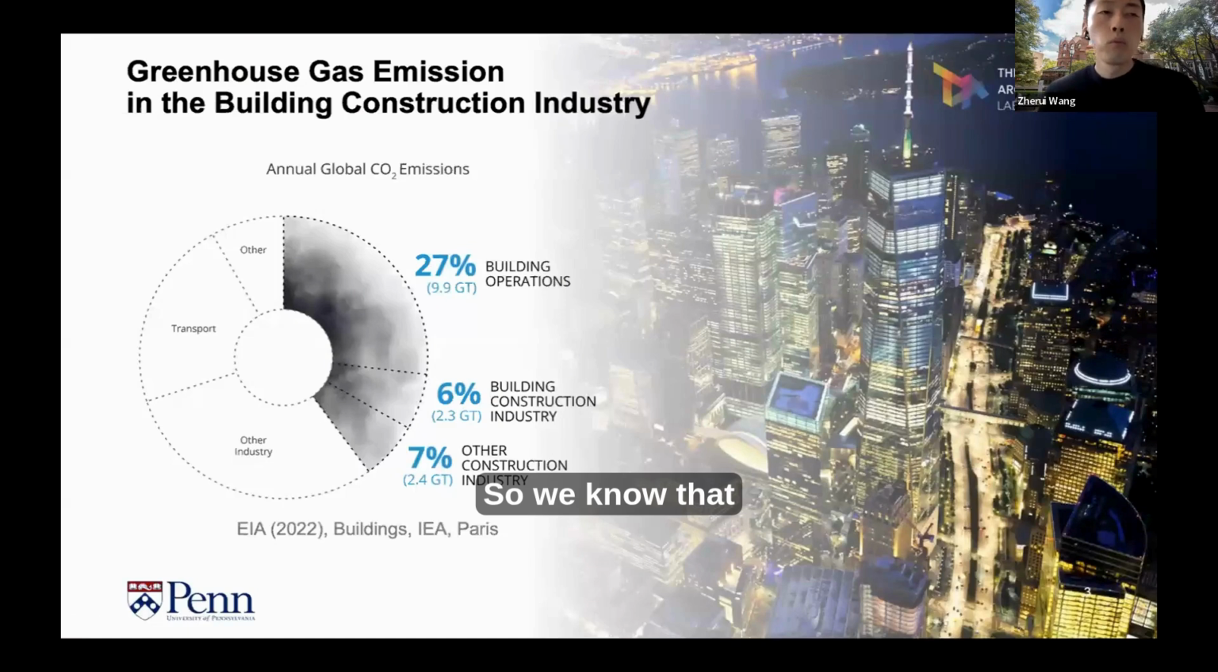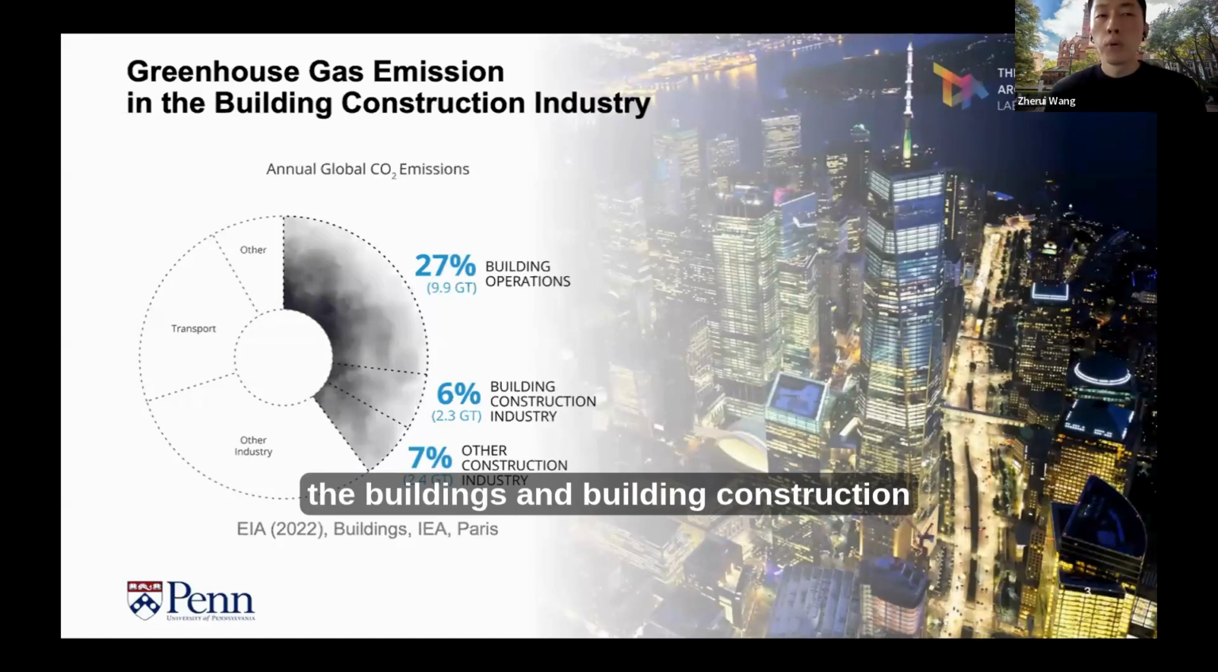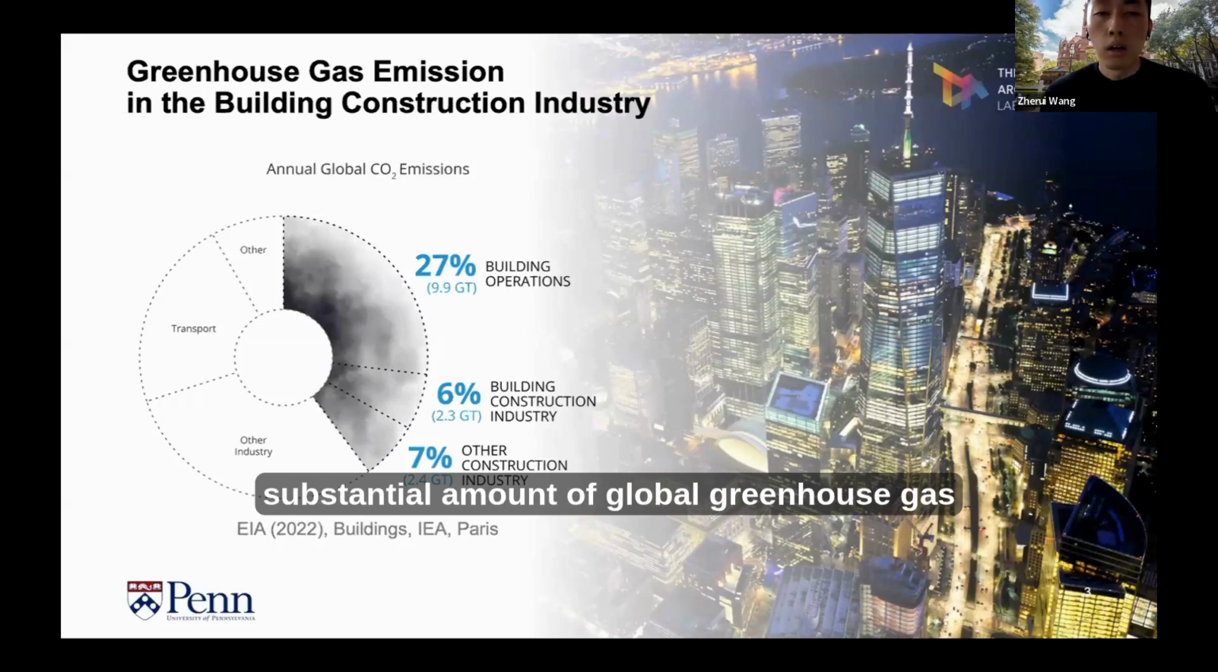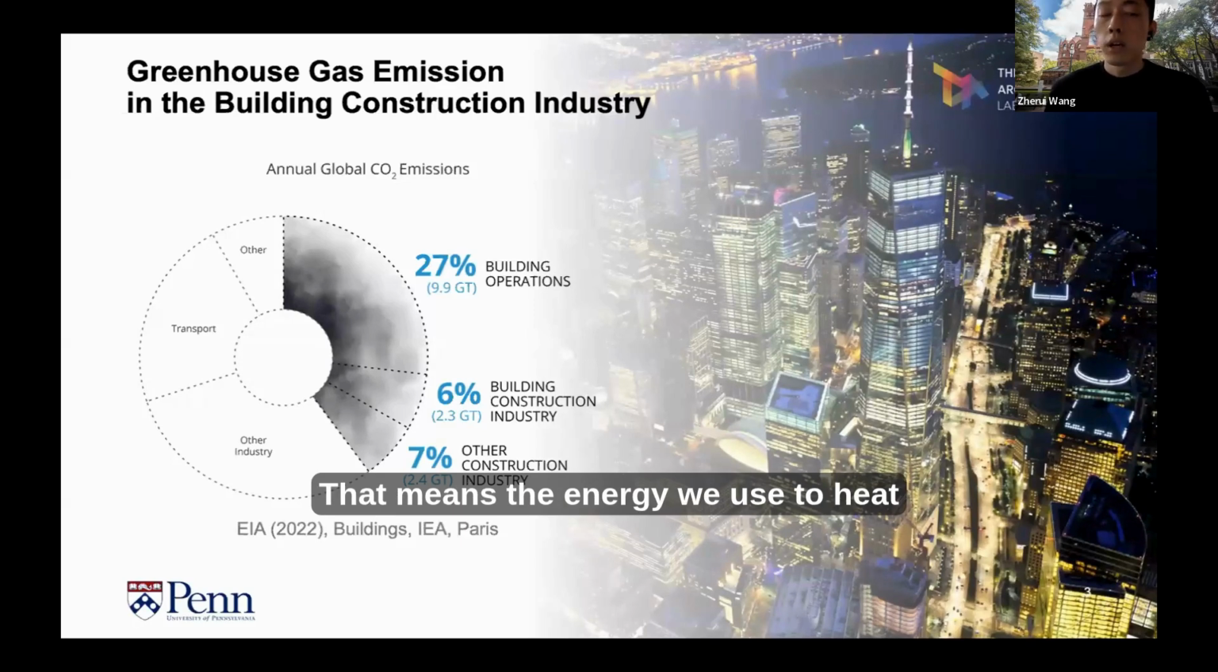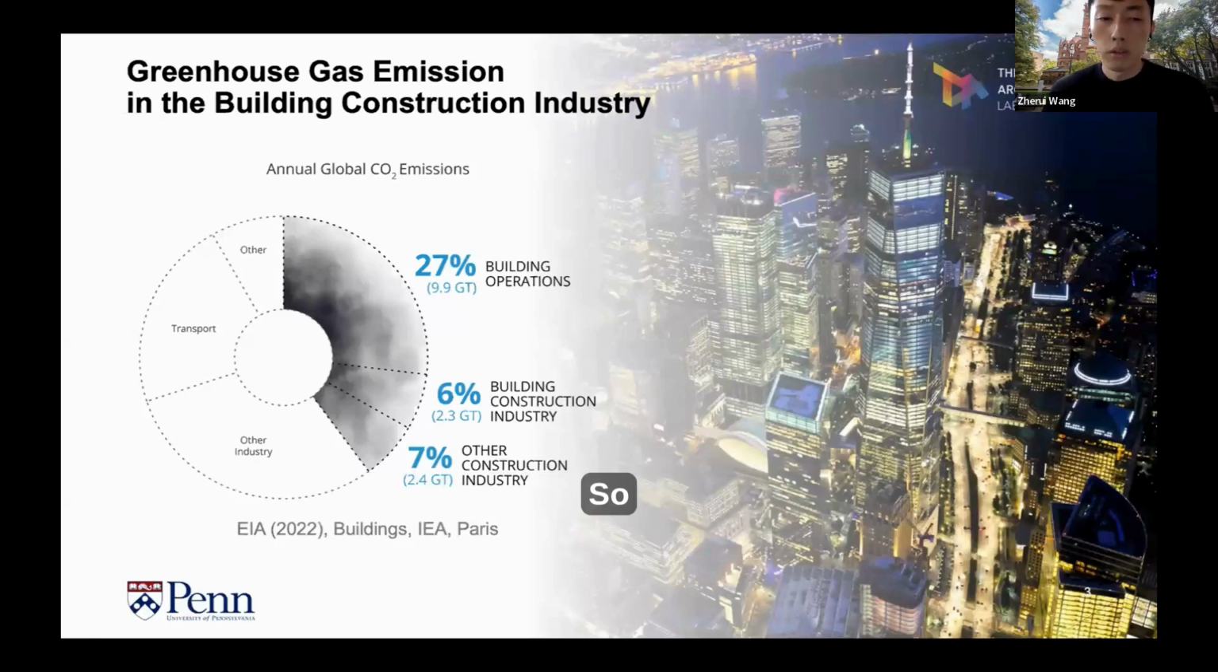So we know that the buildings and building construction industry actually accounts for a substantial amount of global greenhouse gas emission, right? So globally, that accounts for over 40%. About 27% of this comes from the operation of the buildings. That means the energy we use to heat and cool the buildings, to supply electricity to our equipment, and things like that. And then over 6 or 7% are related to the construction industry and to other construction related processes.